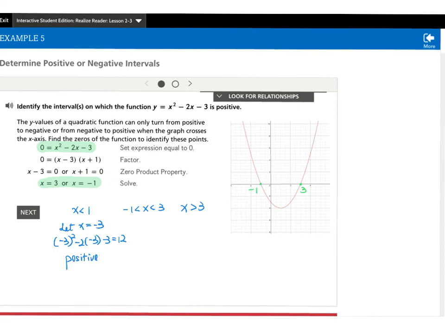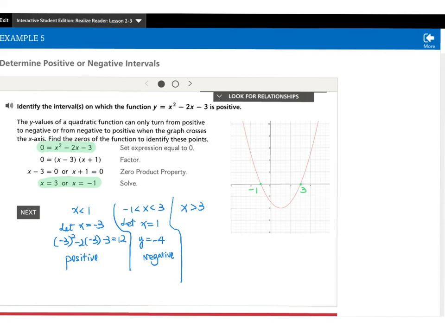Now let's do an example between negative 1 and 3. I'm going to let x equals 1. So let x equals 1. And if I solve the function, I plug it in, my y comes out to be negative 4. And therefore, this is negative. Again, in that same interval, one test point is negative, the entire interval is negative.